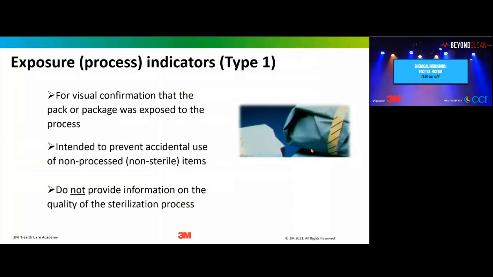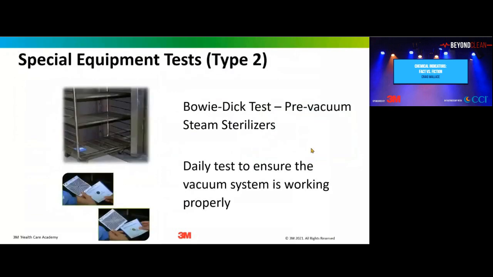The thing you have to remember on these is that they do not provide information on the quality of the sterilization process, and we'll delve into that a little bit more. So they're not really intended to test the process. They're just intended to give you a quick reference. Type 2 chemical indicators, special equipment tests, these are all Bowie-Dick. So it's restricted to steam, and it's the Bowie-Dick test that you do daily to check the pre-vacuum steam sterilizer.